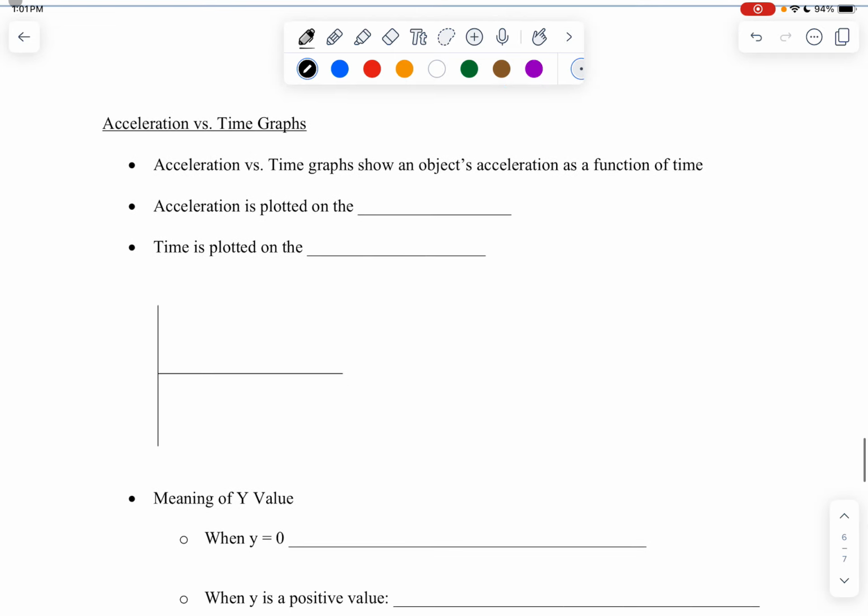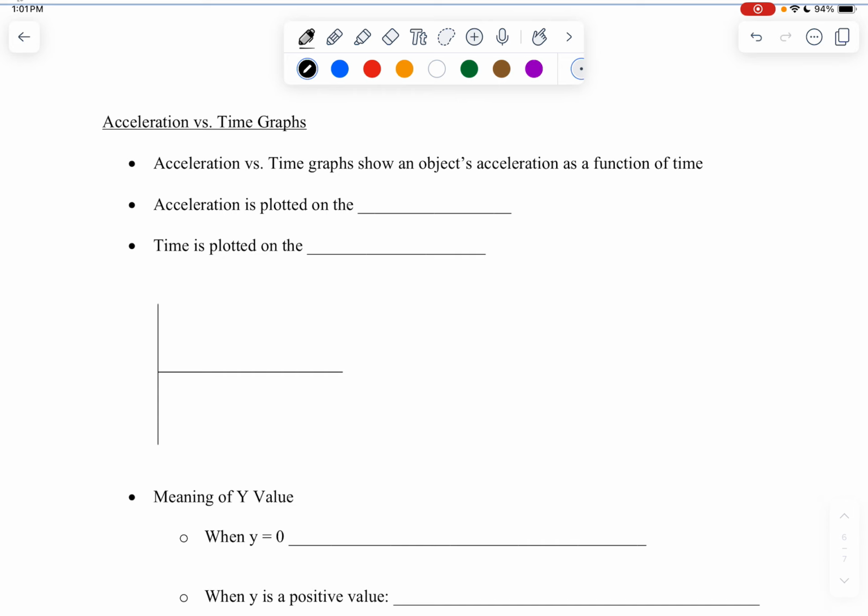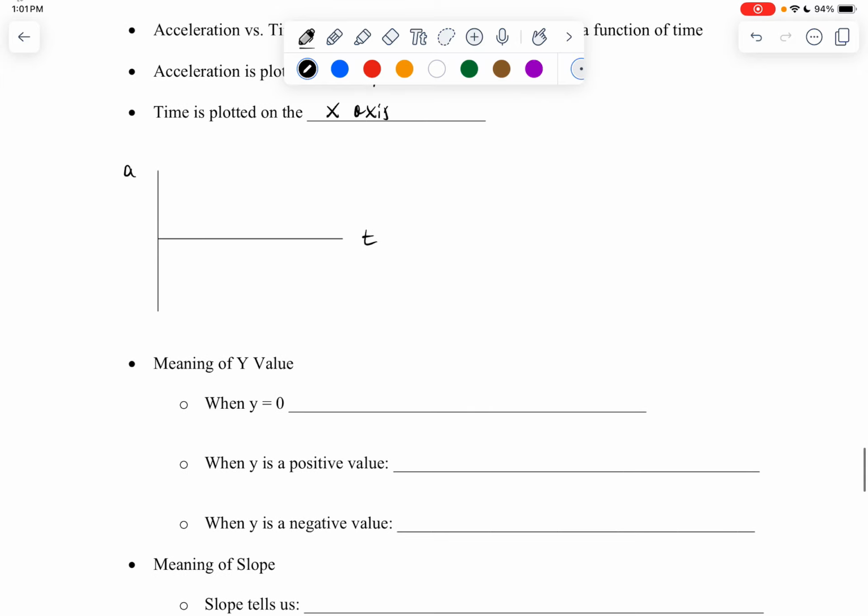For our last graph here, again, we have acceleration versus time graphs. Acceleration is going to be along our y-axis. Time is going to be along our x-axis. So with these A versus T graphs, when our y value is 0, we'll have an acceleration of 0. Basically that just means that we're moving at a constant speed.